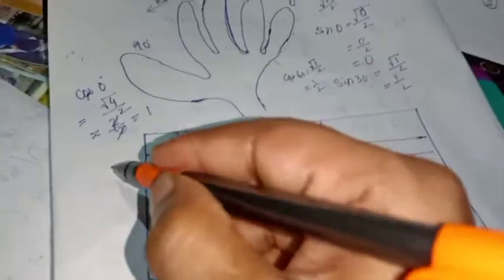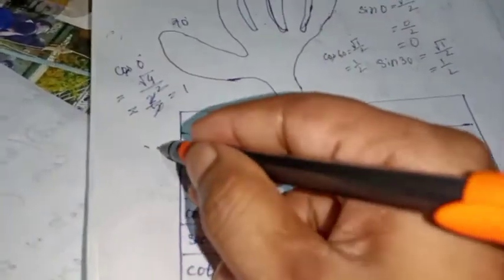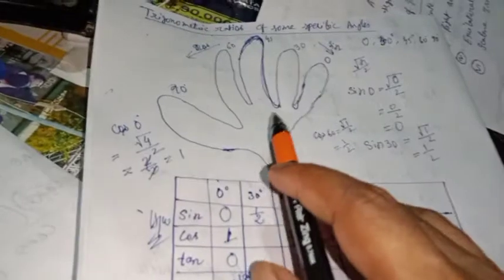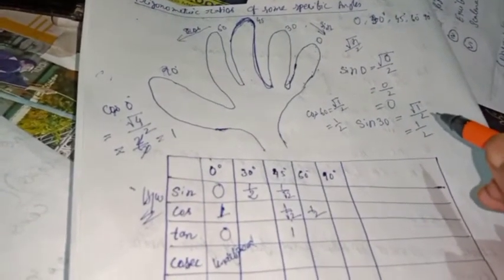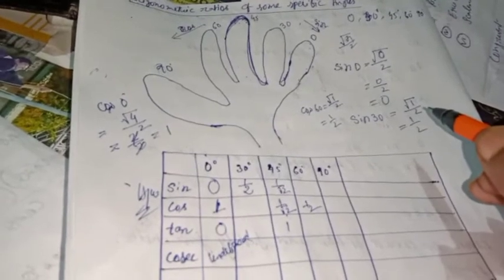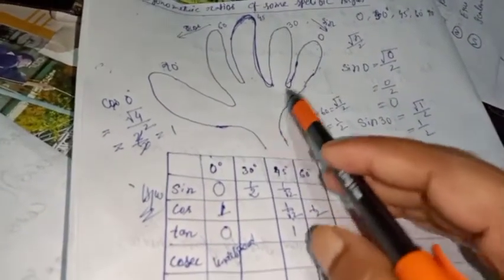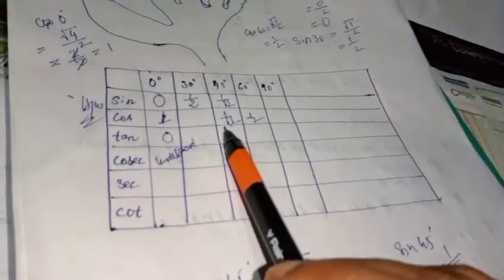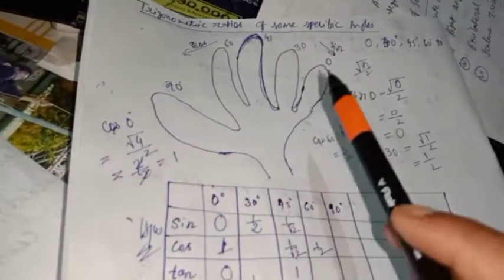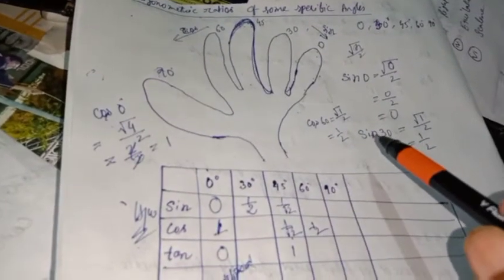So this is your homework. Homework means you have to complete this table, all values you have to write by using this trick. Understood? I hope all of you understood this trick. In case of any confusion regarding this, you can ask me in the evening. So if you understand, then please complete this table by using this trick only. Don't copy from the textbook. Okay?